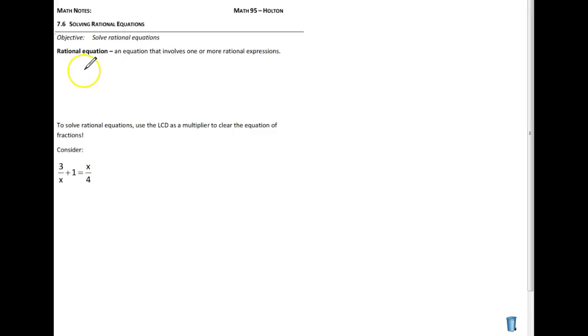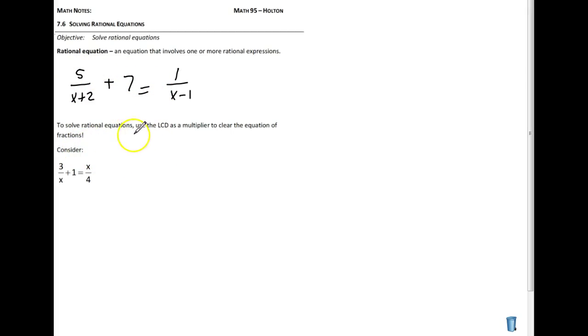So you might have something like 5 over x plus 2, plus 7 equals, that's not a very good equals, we'll fix that here. That's going to equal, say, 1 over x minus 1, or something like that. So we have a rational expression here, we've got a rational expression here, and then we've set it all up in a big equation. And we know that because there's an equal sign.